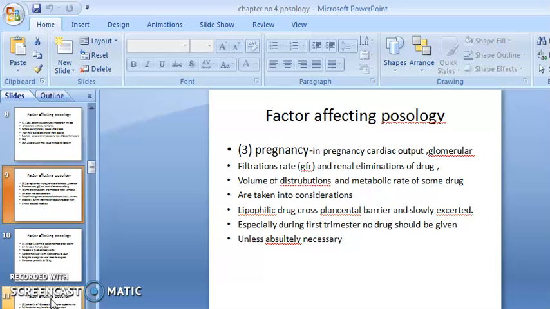Especially during the first trimester, a drug should not be given unless absolutely necessary. In first trimester मला तुम्ही drug देऊ नका, because it has harm to the child or there is a cause of abortion. This is a factor that should be considered in calculating the dose.